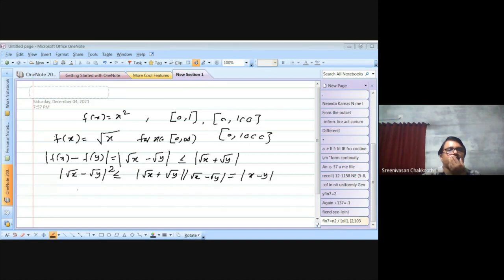Now, taking the square root on both sides, we get modulus of square root of x minus square root of y is less than or equal to square root of modulus of x minus y.